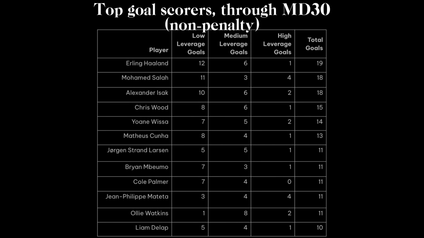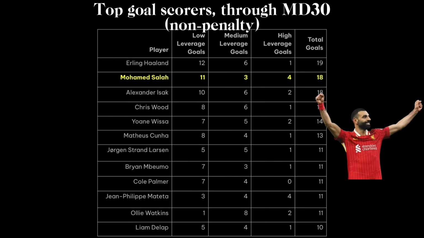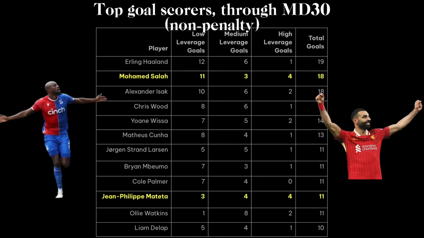Now, we look at the top goal scorers through the lens of the importance of each goal. Despite his reputation for going missing in finals, Mohamed Salah scored as many high-leverage goals as any other player through matchday 30. He was tied with Mateta, who naturally has more opportunities to score these goals, playing for a team that spends less time winning.